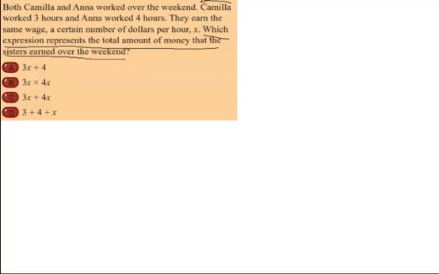Camila, she worked 3 hours. Anna worked 4 hours, and they each earned the same wage, a certain number of dollars an hour X. This is an algebraic expression problem, so I know I'm going to be making a table, and I want to keep my variable on one side. My variable is X, and X is basically how much money, dollars per hour. And I'll put that X in parentheses to make this a little clearer.